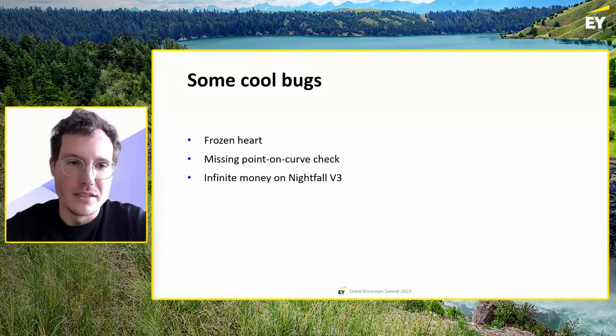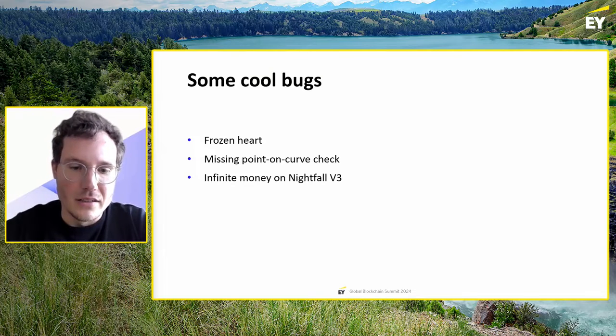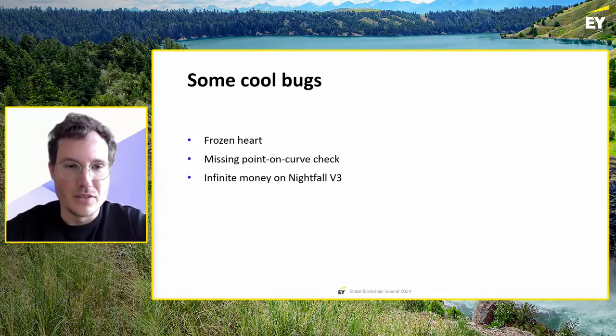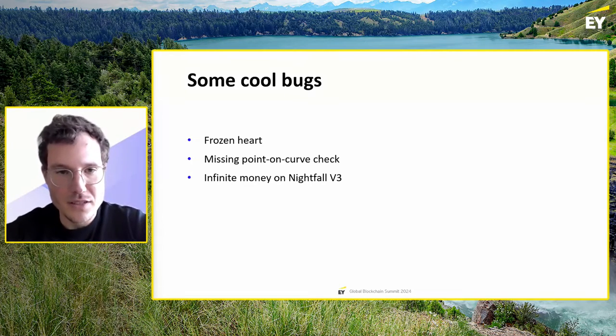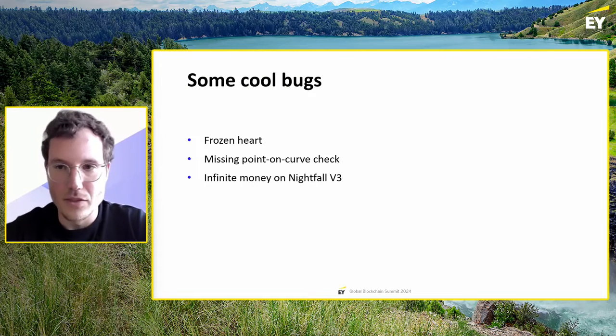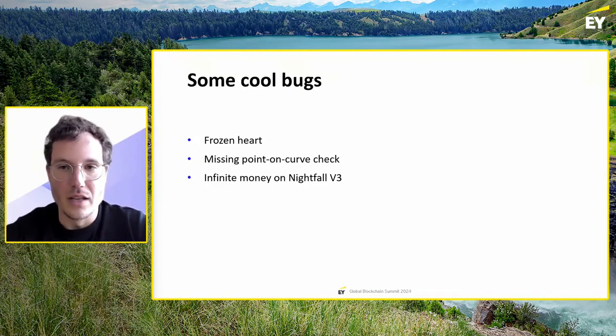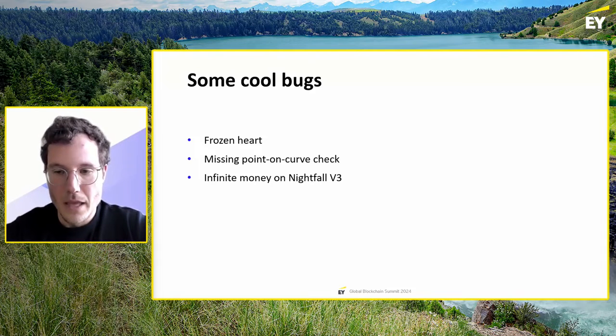The second one is a missing point-on-curve check, where the library was doing some operations on elliptic curves, and the final points were not checked to be on the curve. And this would also allow some attacker to forge proofs. And the last one is minting infinite money on Nightfall v3, where some missing constraints in the circuit enabled the creation of infinite money and thus draining the system.